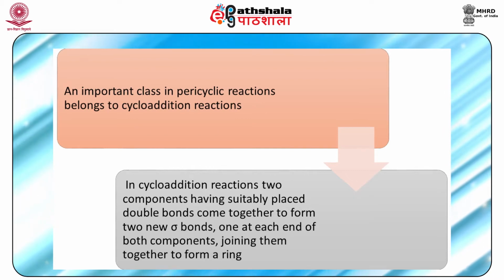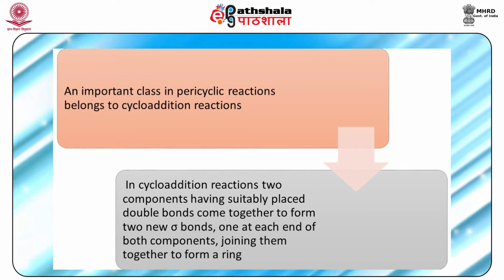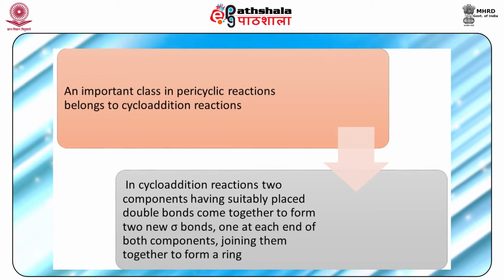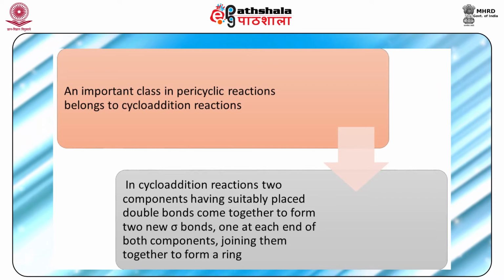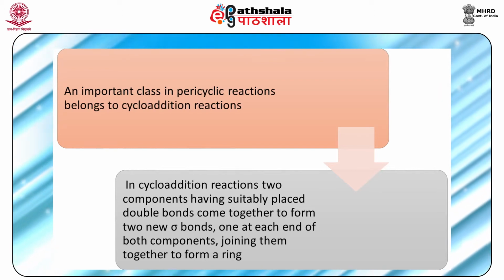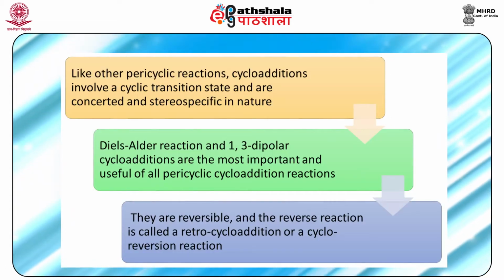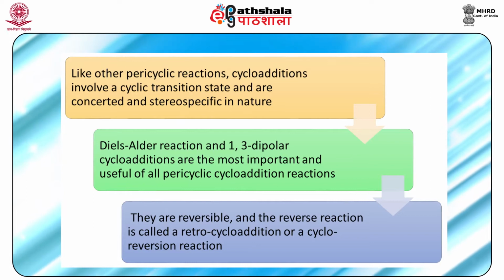An important class in pericyclic reactions belongs to cycloaddition reactions. In cycloaddition reactions, two components having suitably placed double bonds come together to form two new sigma bonds, one at each end of both components, joining them together to form a ring. Like other pericyclic reactions, cycloadditions involve a cyclic transition state and are concerted and stereospecific in nature.